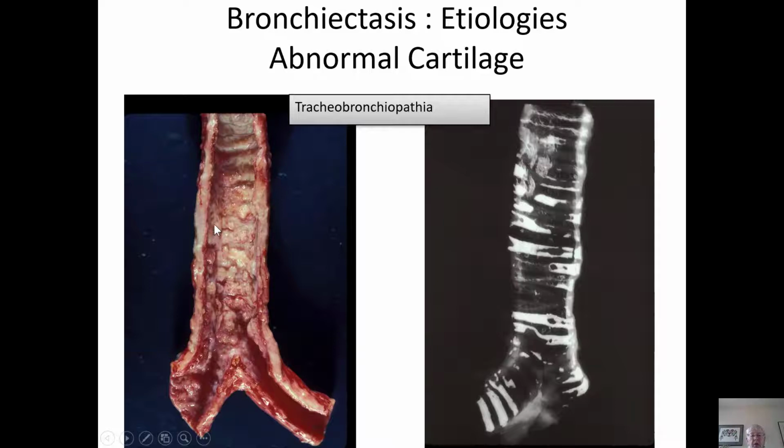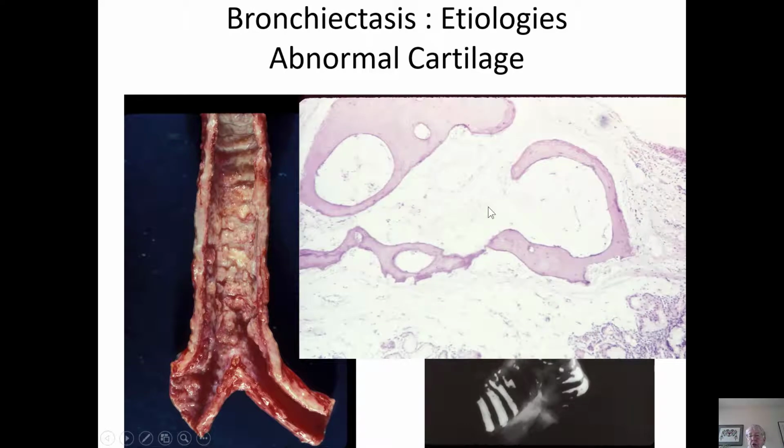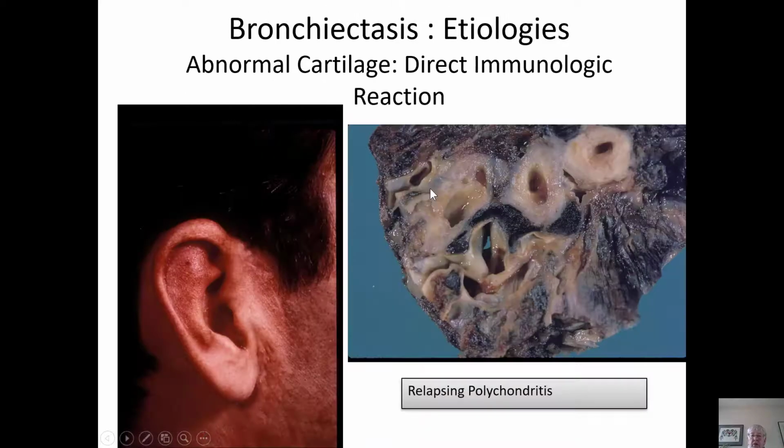Here's the gross specimen showing these little nodules of cartilage which are growing out from the cartilaginous rings and impeding the mucus escalator. This is an X-ray which again shows this. These are the cartilage rings which are relatively normal, and here are these little exostoses coming out from it, which is exactly what tracheobronchopathia is, little bony exostoses coming off of the cartilaginous rings.